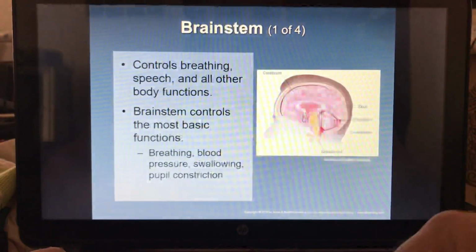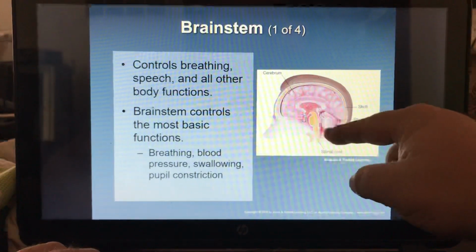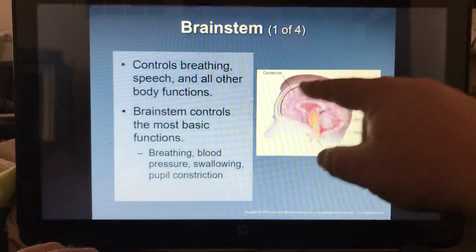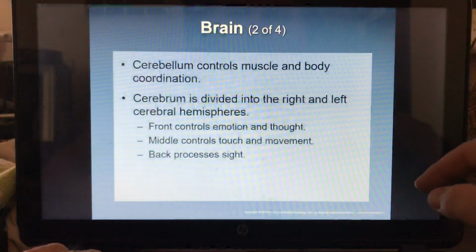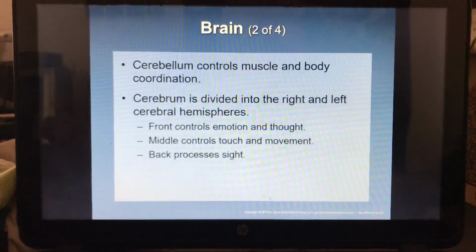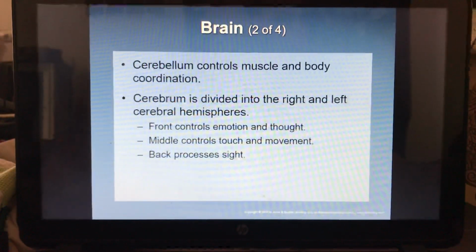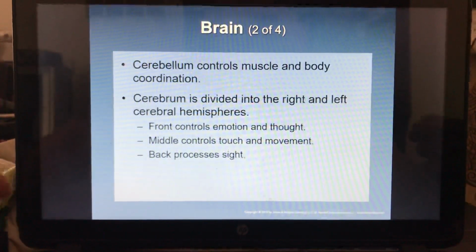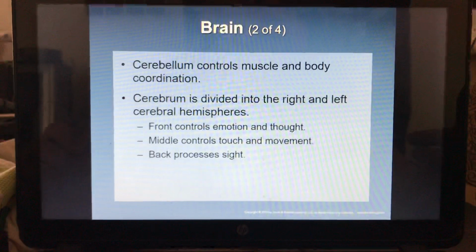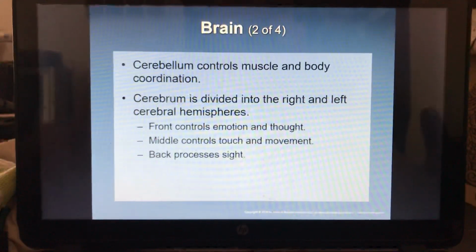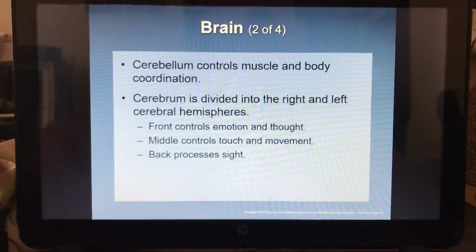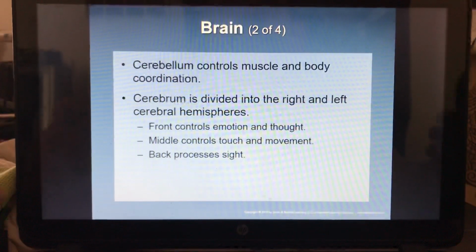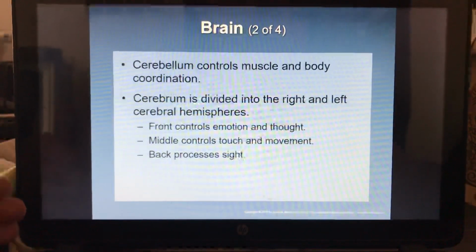The cerebellum. So let's go back. Cerebellum is this little portion right underneath here. It is underneath the big portion of the brain. The cerebellum, it says, it's kind of generic. It says it controls muscle and body coordination. That is very true. Because there are things that you do, even like psychomotor stuff, even me having you guys do lab and do it so many times, is to basically commit it to muscle memory.